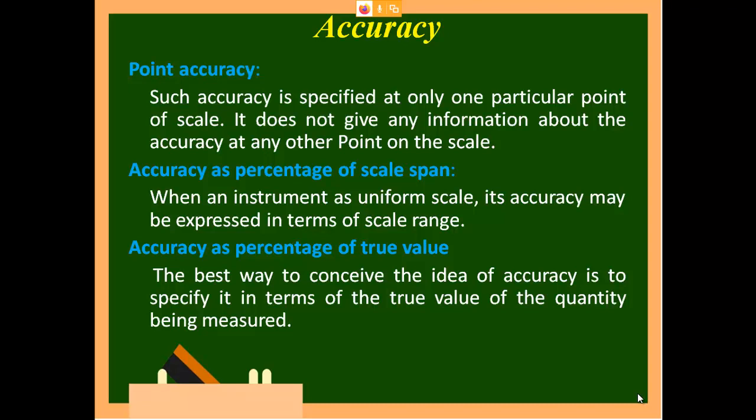The third one is accuracy as a percentage of true value. The best way to conceive the idea of accuracy is to specify it in terms of the true value of the quantity. This is for AC meters. In an AC meter I cannot talk about anything with respect to scale or any particular point, because the quantity is already alternating in nature. So when you go to buy a meter and you ask about accuracy, you should know this. All these subjects we are studying so that you are trained to operate in a practical situation.